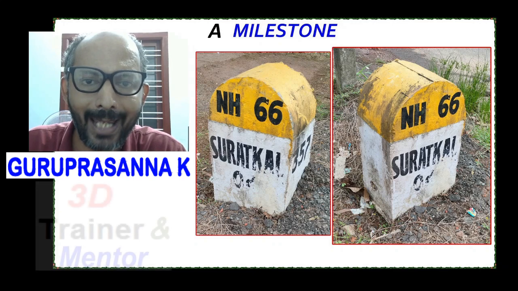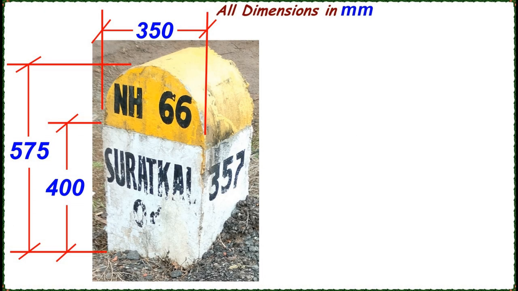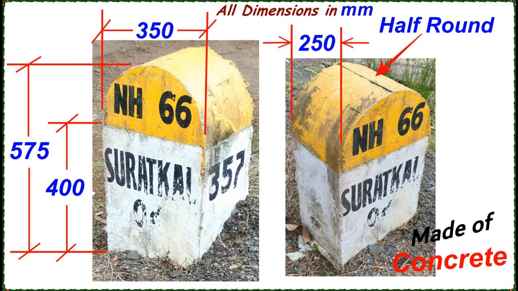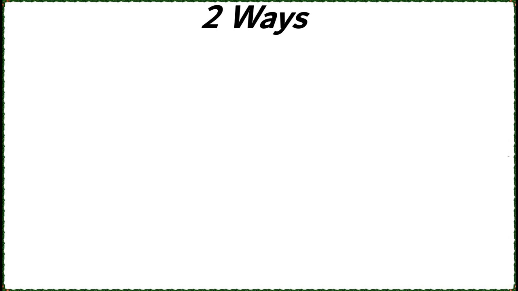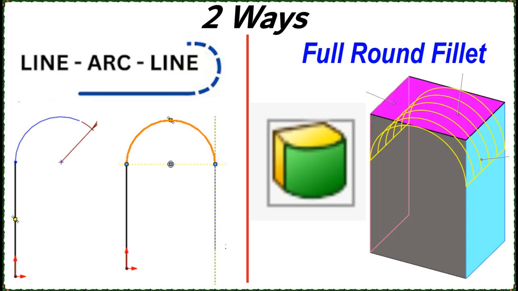I would like to quickly explore this milestone in 3D, that is in SolidWorks. The approx overall dimensions in mm of the milestone. Top is half round and it's entirely made of concrete. Here, I would show two ways of doing this in SolidWorks. First, line, arc, line transition while sketching. Second, full round fillets for solids.